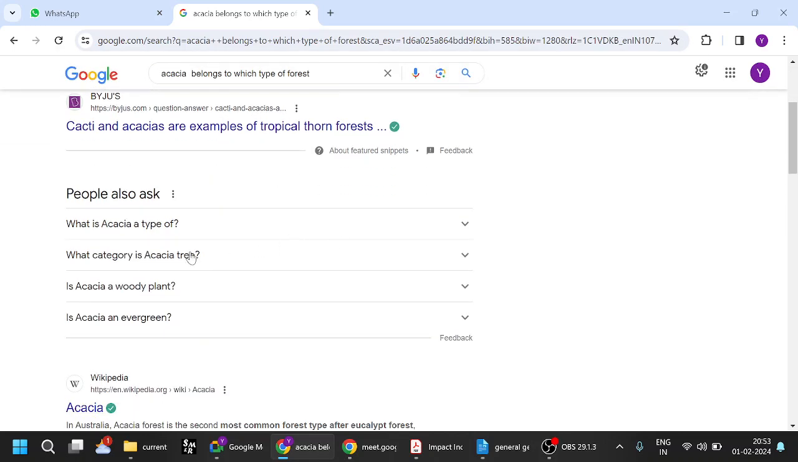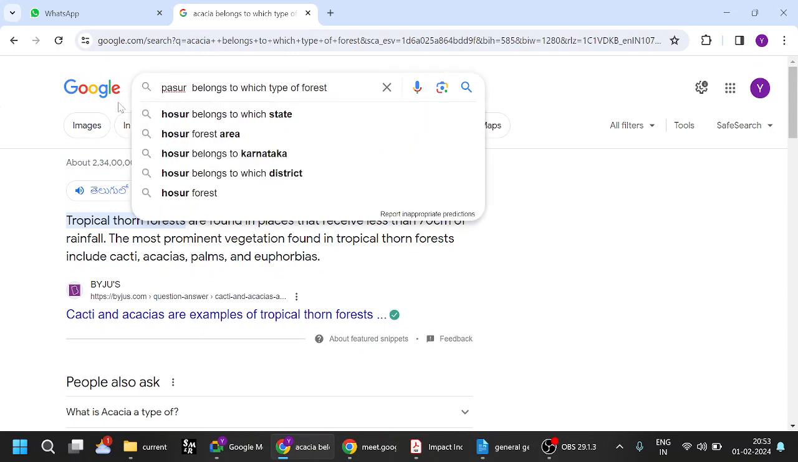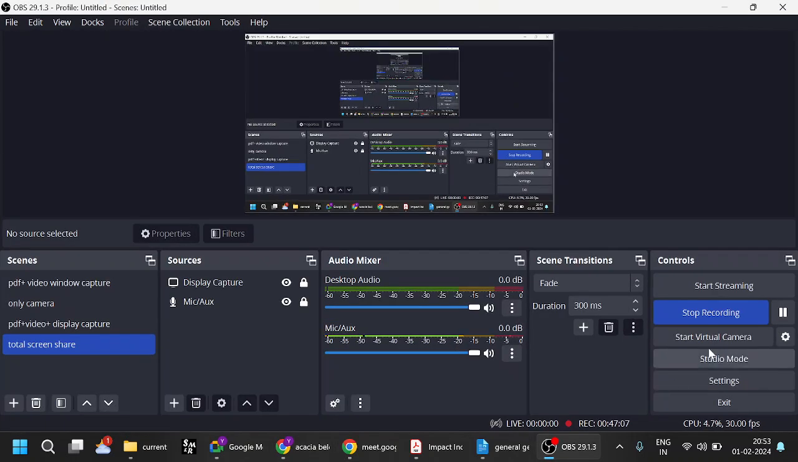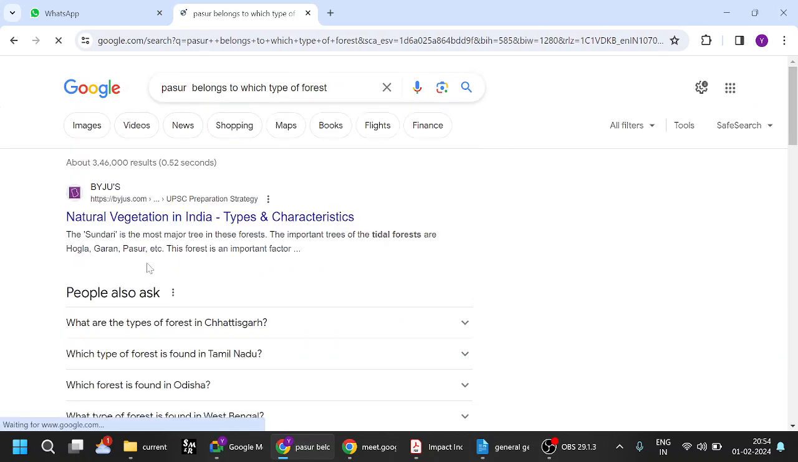Okay. Next, what is that? Pasur. Pasur belongs to, just a minute. Okay, so let's continue. So Pasur belongs to which type of forest? Sundari, etc. Tidal forest. Pasur. So tidal forests. Okay.